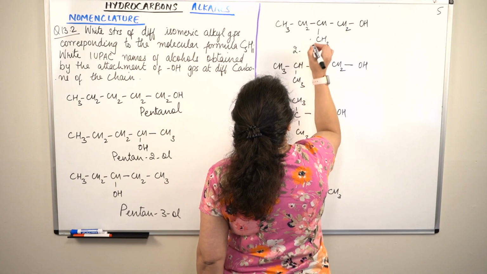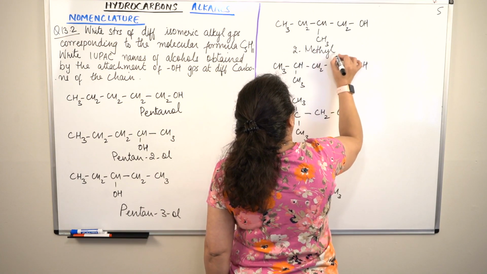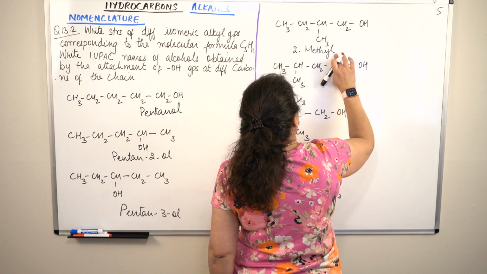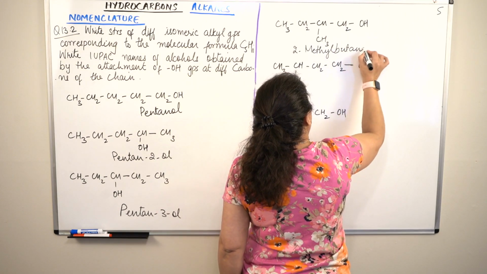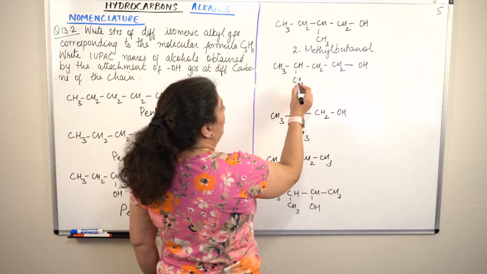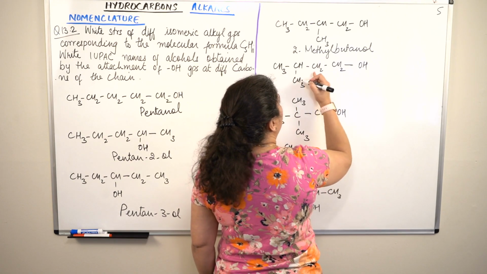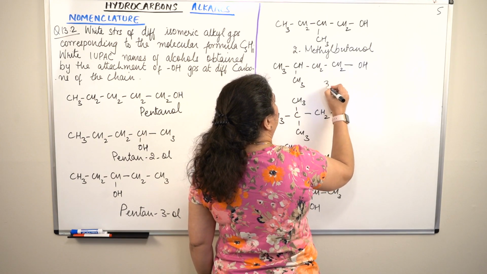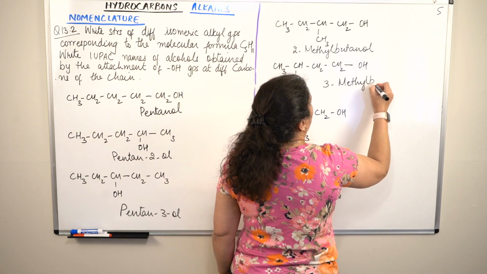On the second carbon, you have 2-methyl butanol. There are 4 carbons now. Butanol. Okay. So how would you name this compound now? The ol is on the first carbon and the methyl is on the third carbon. 1, 2, 3. So I'll write it is 3-methyl butanol.